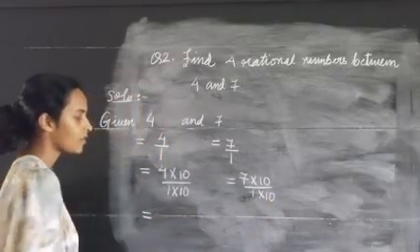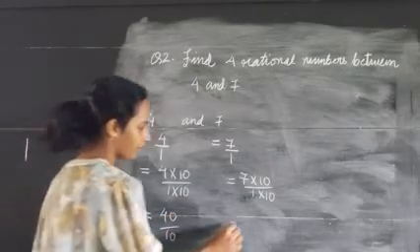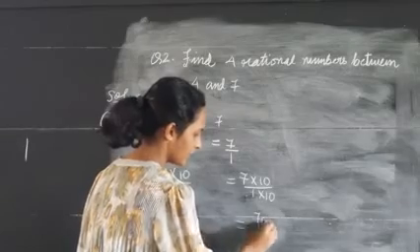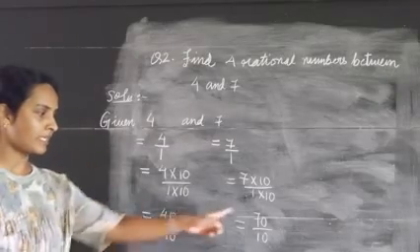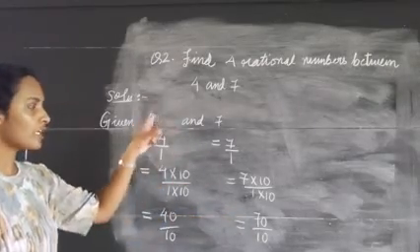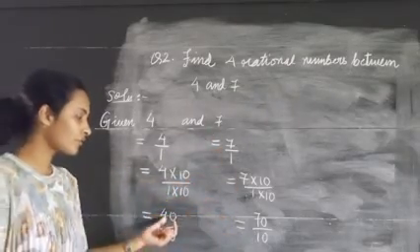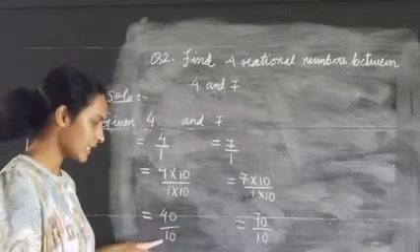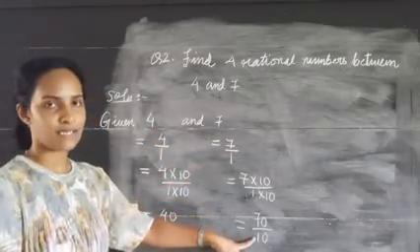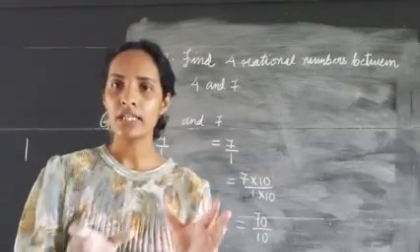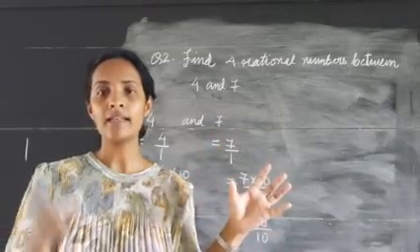Now 4 into 10, 40. 1 into 10, 10. 7 into 10, 70. And 1 into 10, 10. So now we have seen that the numbers are 40 by 10 and 70 by 10, which means 4 is equal to 40 by 10 itself, 7 is equal to 70 by 10 itself. Can you check that? What is 40 by 10? 10 ones are 10, 10 fours are 40. So 4 is the same as 40 by 10, and 7 is the same as 70 by 10. So finding rational numbers between 4 and 7 is the same as finding rational numbers between 40 by 10 and 70 by 10.